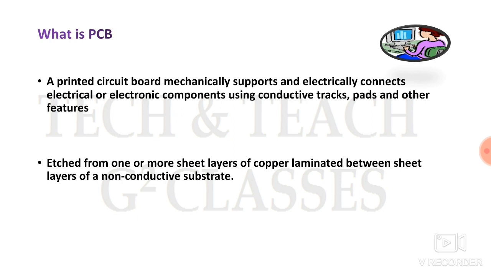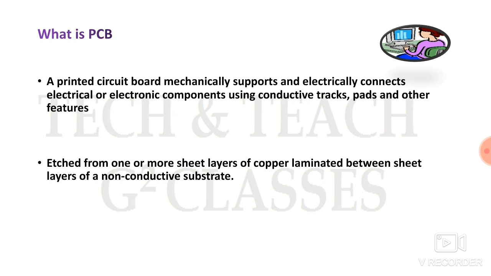Okay, if you are making a PCB board, how are you going to connect? Through wires or through cables? No, right? You are going to connect by using tracks, pads and other features. Understood? And in PCB we are using two substrates. One is a conductive substrate and another one is a non-conductive substrate.